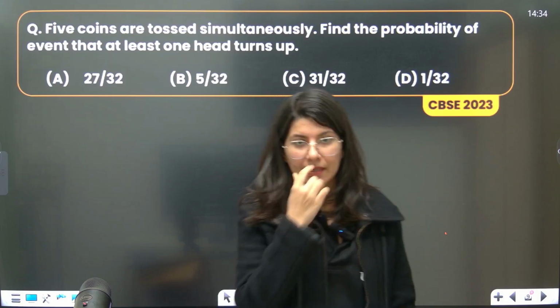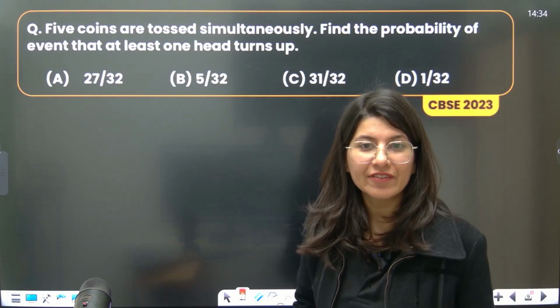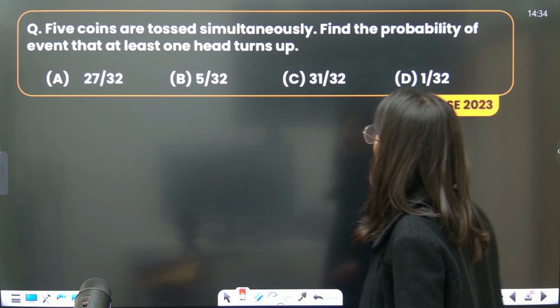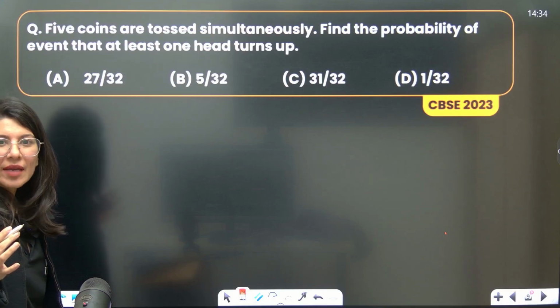5 coins are tossed simultaneously. Find the probability of the event that at least one head turns up. 5 coins are simultaneously tossed.